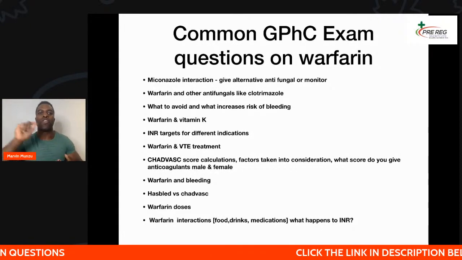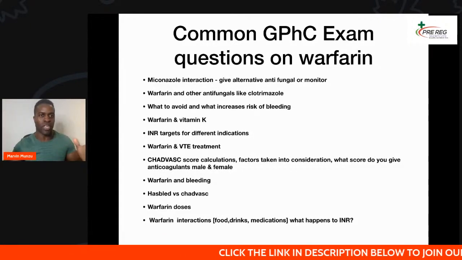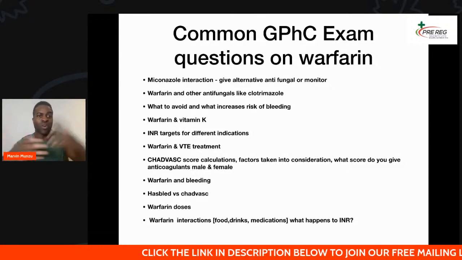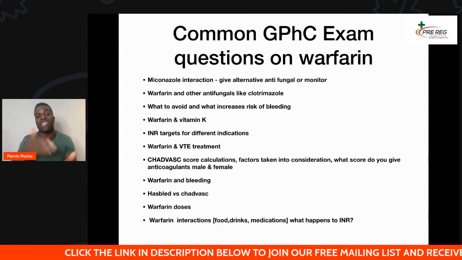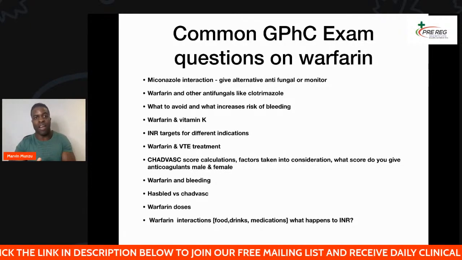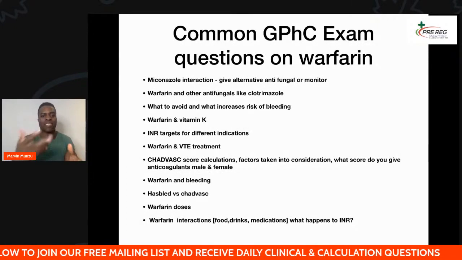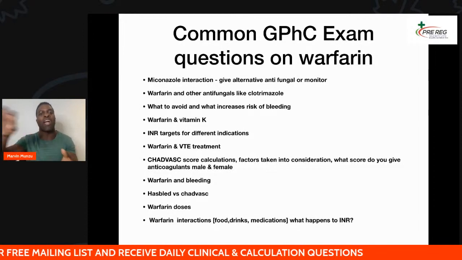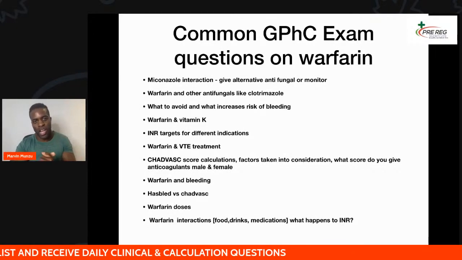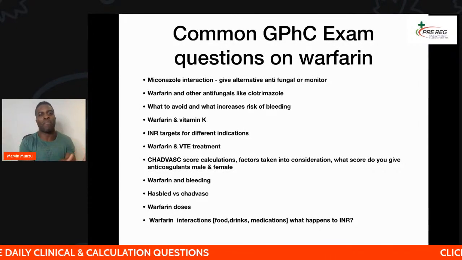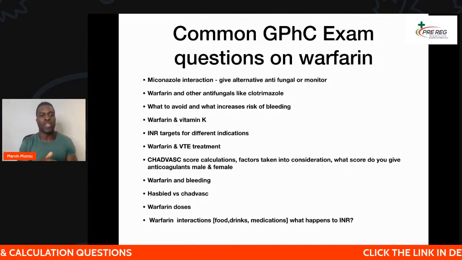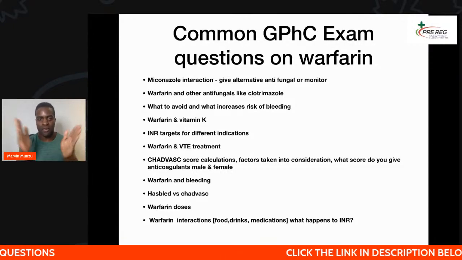And then you add other antifungals as well, okay? So clotrimazole, does it interact or doesn't it interact? So these are questions that have been asked by the GPhC. You need to know what to avoid. So what increases the risk of bleeding? What's going to increase your INR? What sort of drugs will increase your INR? What sort of food supplements will increase your INR? You need to know about the interaction between warfarin and vitamin K.